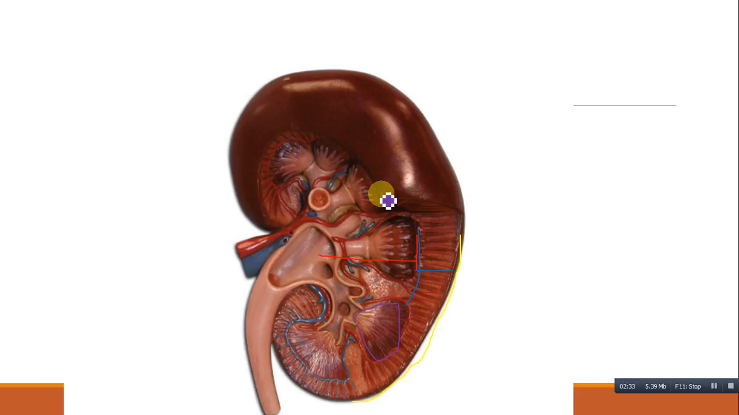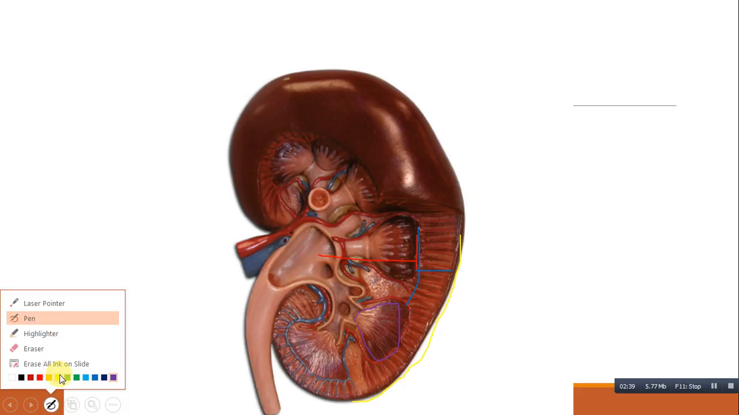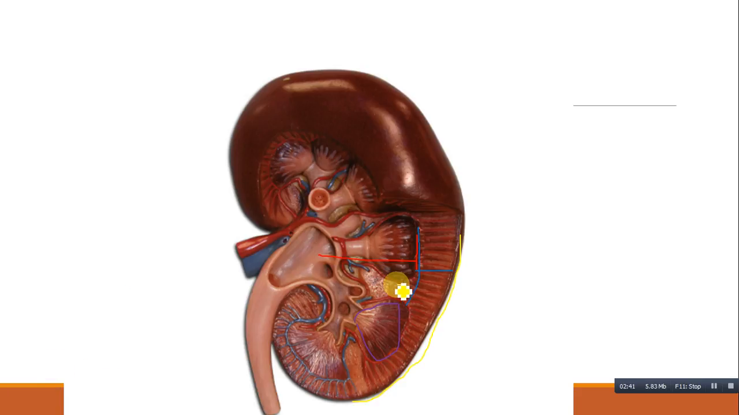Then in between the pyramids we have something called the renal column. It's very hard to see on this picture, but I will make it visible. So this is the renal column. We've got another one here. It's in between the pyramids. Some of them are not visible, like these ones, they're there, but they're just stuck to each other. So we've got renal columns in between the pyramids.